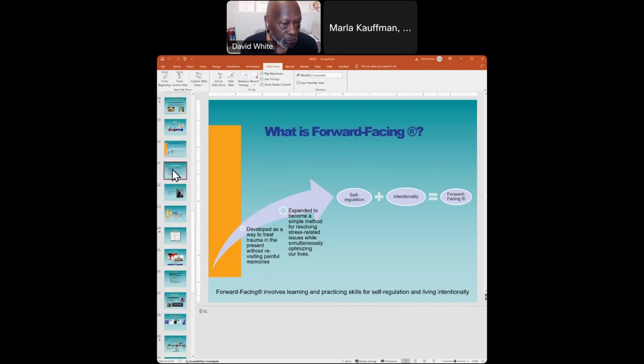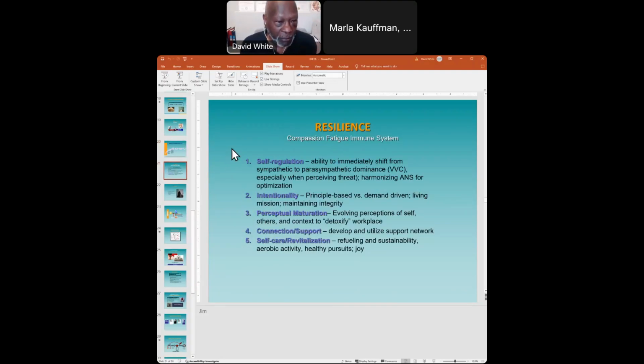And there are 5 things that we put into addressing compassion fatigue and forward-facing. The first one is self-regulation. That's the ability to immediately shift from sympathetic to parasympathetic dominance. The ventral vagal complex, those of you who are familiar with Stephen Porges' polyvagal theory, especially when there's a perceived threat. So being able to shift from sympathetic to parasympathetic in the face of a perceived threat.